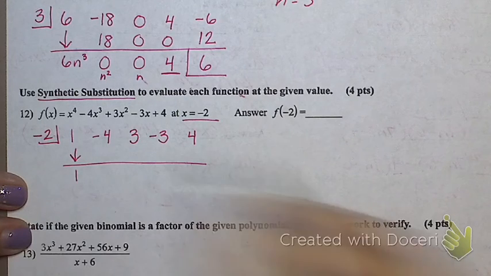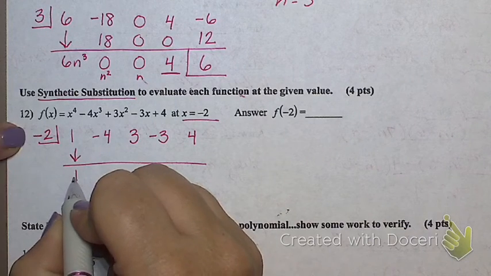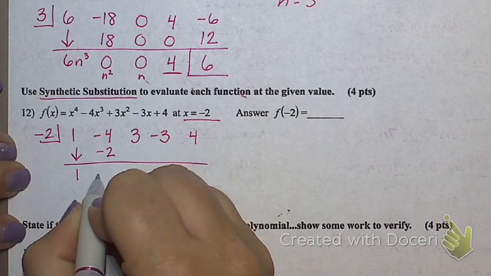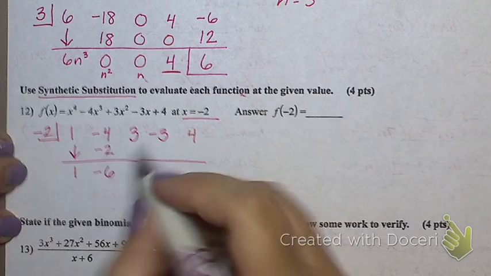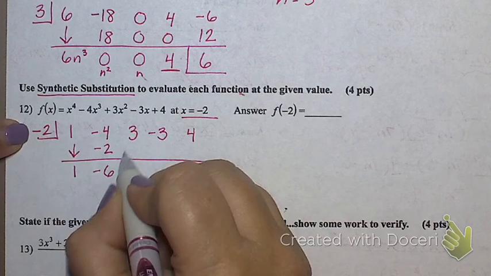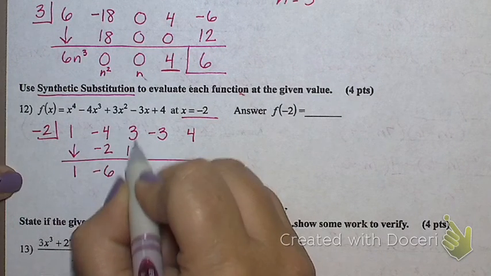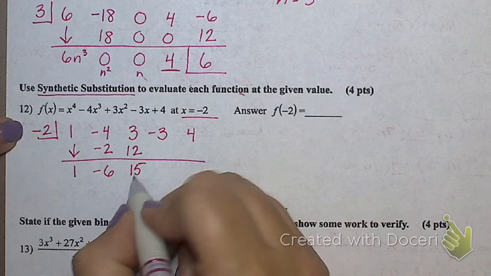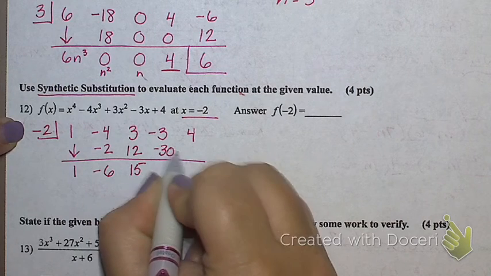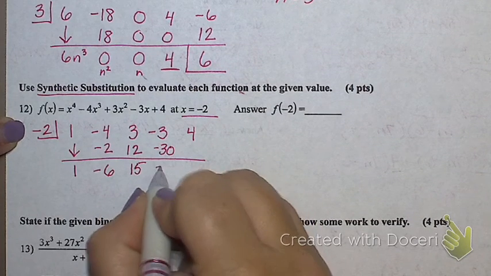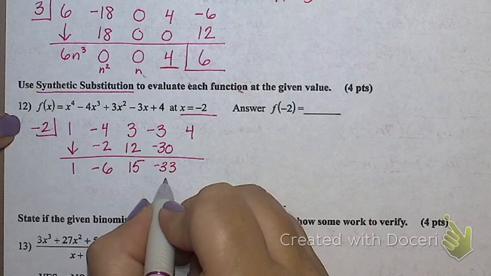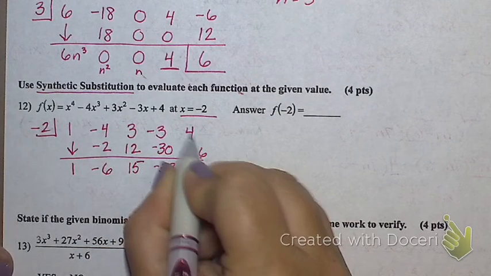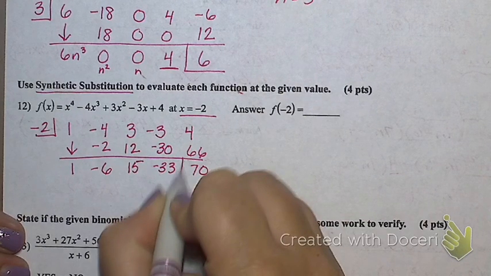Bring down my first term. There's a 1. 1 times negative 2 is negative 2. Negative 4 plus negative 2 is negative 6. Repeat the process. Negative 6 times negative 2, 12. 3 and 12 is 15. Repeat the process. 15 times negative 2, negative 30. Negative 30 and negative 3 is negative 33. Negative 33 times negative 2 is positive 66. 4 and 66 is 70, and that's my remainder.